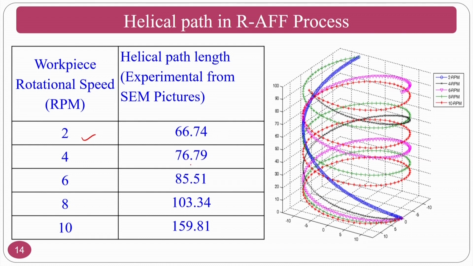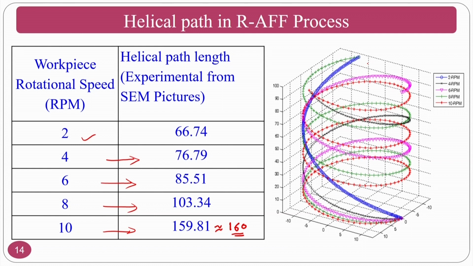And if you put 2 RPM, the length is 66.744, slightly increased to 76.8, then 6, then 8, then 10. Normally it is going to approximately 160. So that is 160 mm length you can increase. What I mean to say is, if you increase the workpiece rotational speed, the length per unit time will increase and the finishing rate will improve. The same thing you can see here.